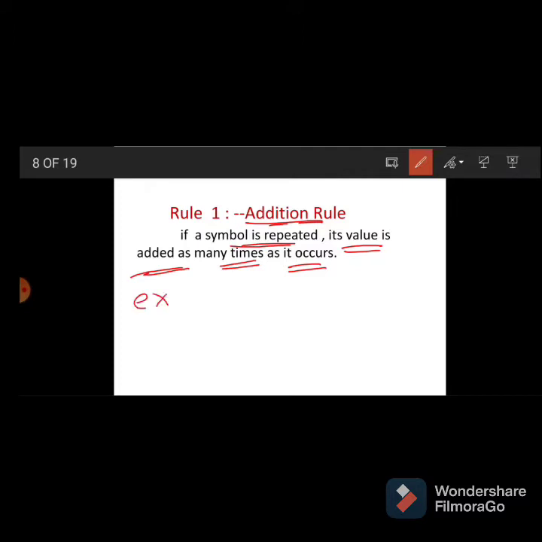See, the first example. Here VII is written. What does it mean? V means 5, remember IVX LCDM. I means 1. Again one I is written, which means add 1 again. Then 5 plus 1 plus 1 is 7. So VII means 7.